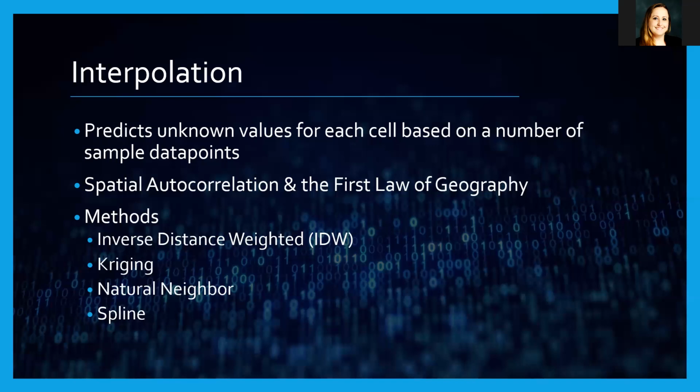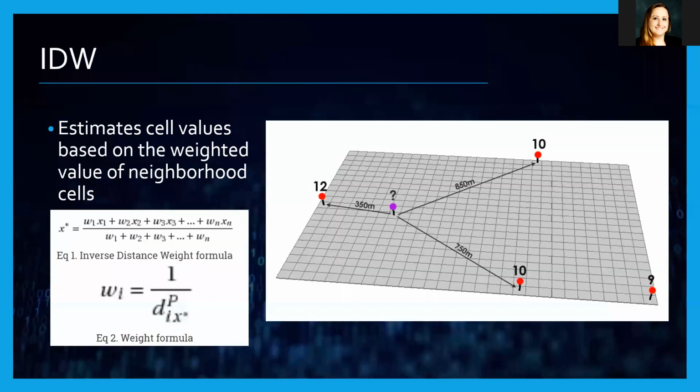I'm going to go over the two most common interpolation methods, including inverse distance weighted, or IDW, and kriging. The most popular and simplest interpolation method is IDW, the inverse distance weighted tool, which estimates cell values based on the weighted values of the neighboring cells. It's a form of focal statistics.